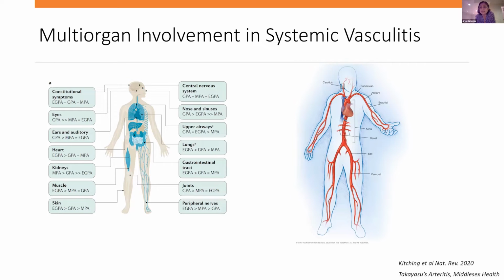Similarly, in large vessel vasculitis, such as Takayasu's arteritis or giant cell arteritis, as the name suggests, it affects the large blood vessels, like the aorta.